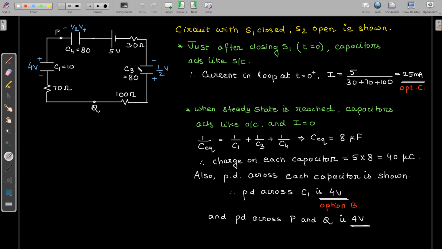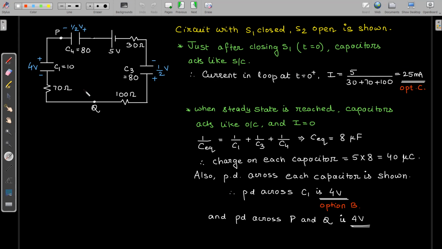So since the capacitors are acting like short circuit at t equal to 0 just after closing the switch S1, what will be the equivalent circuit? What circuit will you see over here? Simply there will be a 5-volt battery. All these capacitors will be shorted. There will be three resistances 70, 100 and 30 in series. So the current in this circuit will be 5 divided by the summation of these resistances, 70 plus 100 plus 30. So the current in this loop will be 25 milliampere at the instant when you close the switch, right?